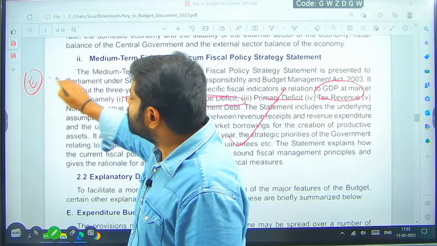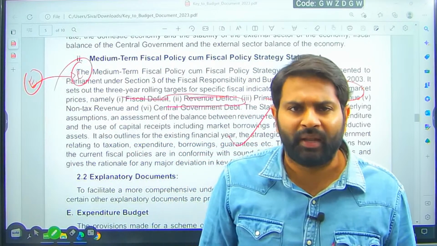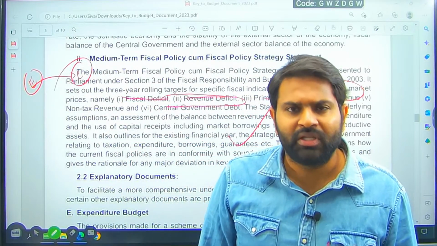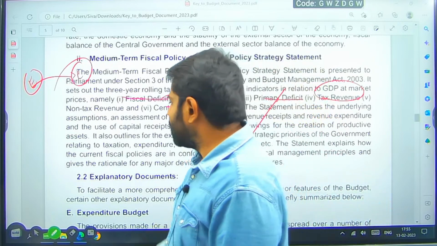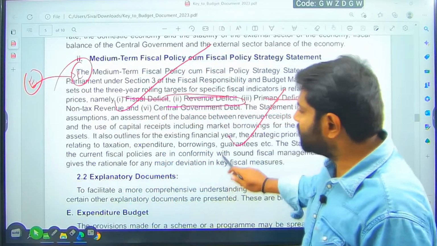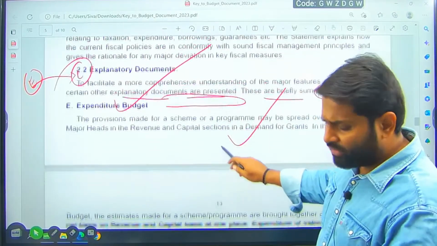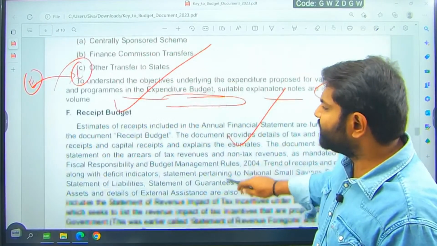Executive. And to whom they are telling this? Legislature. And the legislature will tell to the people. Executive is responsible to the legislature. There is collective responsibility of executive to the Lok Sabha. Okay. So this is what we talk about the budget. And explanatory documents, we have expenditure budget and we have receipt budget.